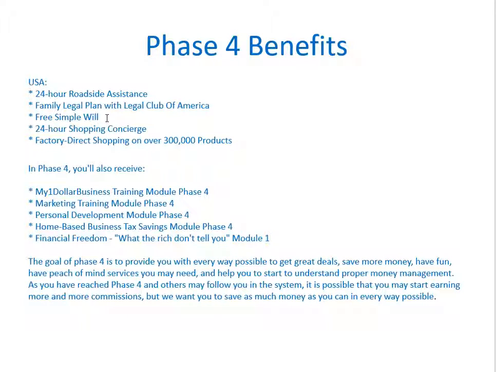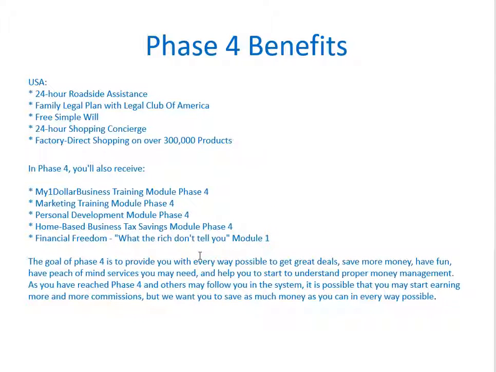In addition, everyone that is in phase 4 has the My1 Business Training Module, phase 4, Marketing Training Module, phase 4, Personal Development Module, phase 4, Home-Based Business Tax Saving Module, phase 4, and then we have the Financial Freedom, It's What the Rich Don't Tell You, Module 1. It says the goal of phase 4 is to provide you with every way possible to get great deals, save money, have fun, have peace of mind services you may need, and help you start to understand proper money management.